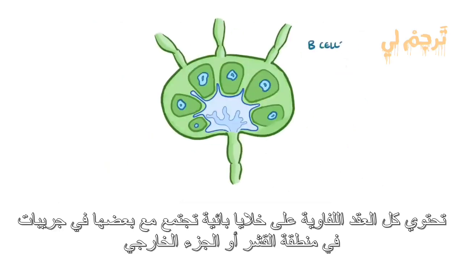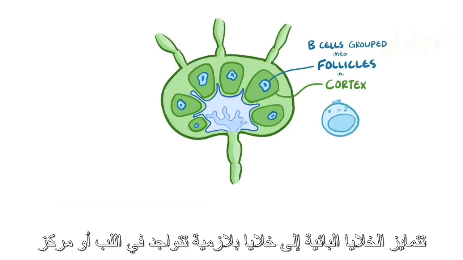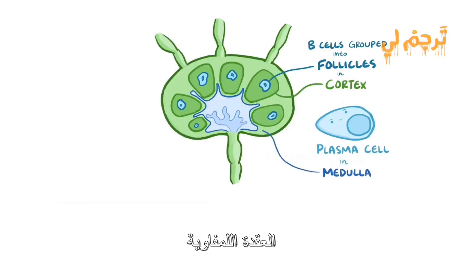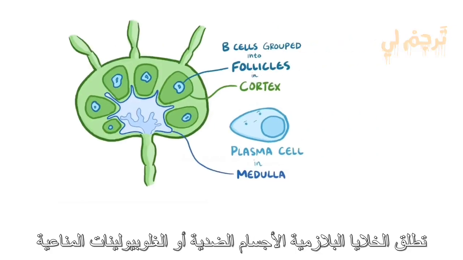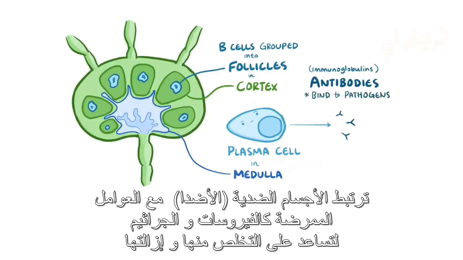Each lymph node has B cells which group together in follicles in the cortex, or outer part of the lymph node, along with T cells in the paracortex just below the cortex. B cells differentiate into plasma cells, which are found in the medulla or center of the lymph nodes. Plasma cells release antibodies, or immunoglobulins. Antibodies bind to pathogens like viruses and bacteria to help destroy or remove them.